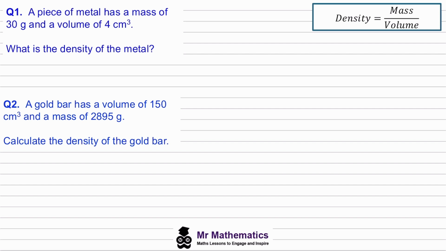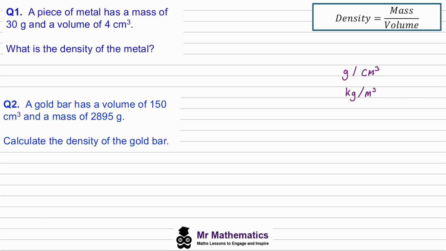So it's important to understand that density is a measure of mass for one unit of volume. So if our unit of volume was centimeters cubed, then the density would be grams per centimeter cubed. If the unit of volume was in meters cubed, the density tends to be kilograms per meter cubed.